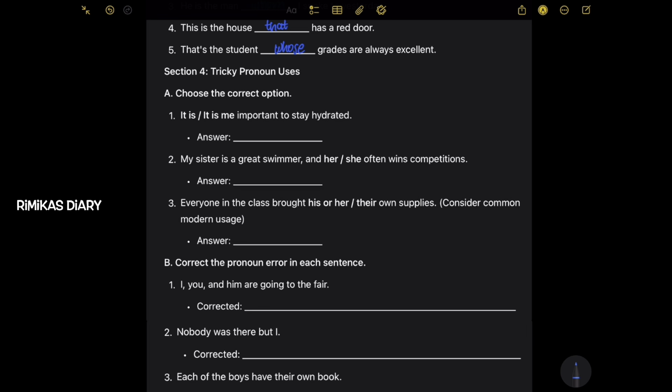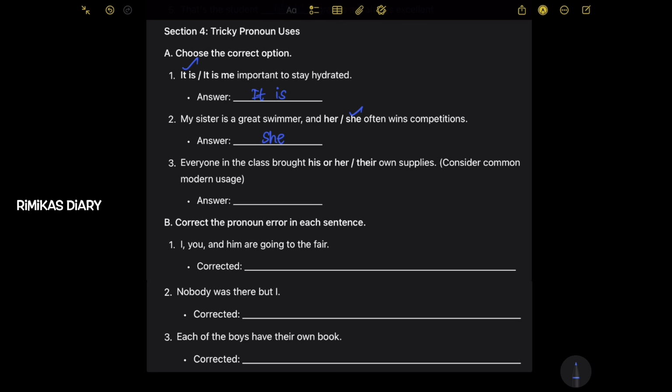So section 4, tricky pronoun uses. Choose the correct option. It is or it is me important to stay hydrated. So it is. My sister is a great swimmer and her or she often wins competitions. She. Everyone in the class brought his or her or their own supplies. Consider common modern usage. So remember, there was a note that these days they use their.